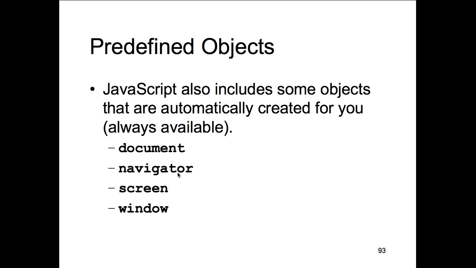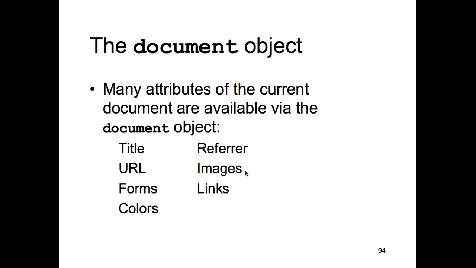Other predefined objects also include objects that are automatically created for you, which are always available. So we can get at the navigator, the document we've seen, the screen, the window. This is going to tell us stuff about our browser. They're predefined for us. The document object has many different attributes associated with it. The current document is available via the document object. Many attributes are available for the current document: the title, the URL, the form, the color.